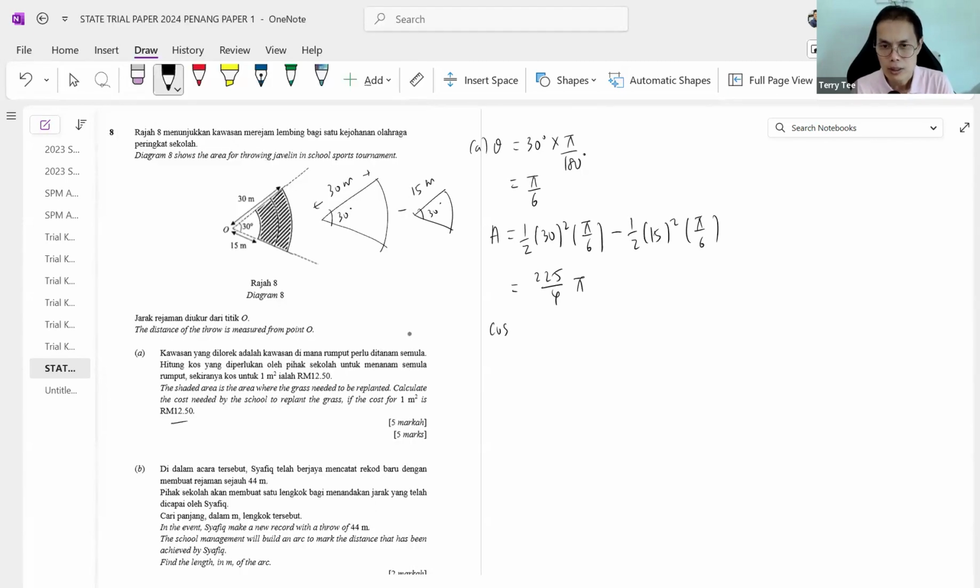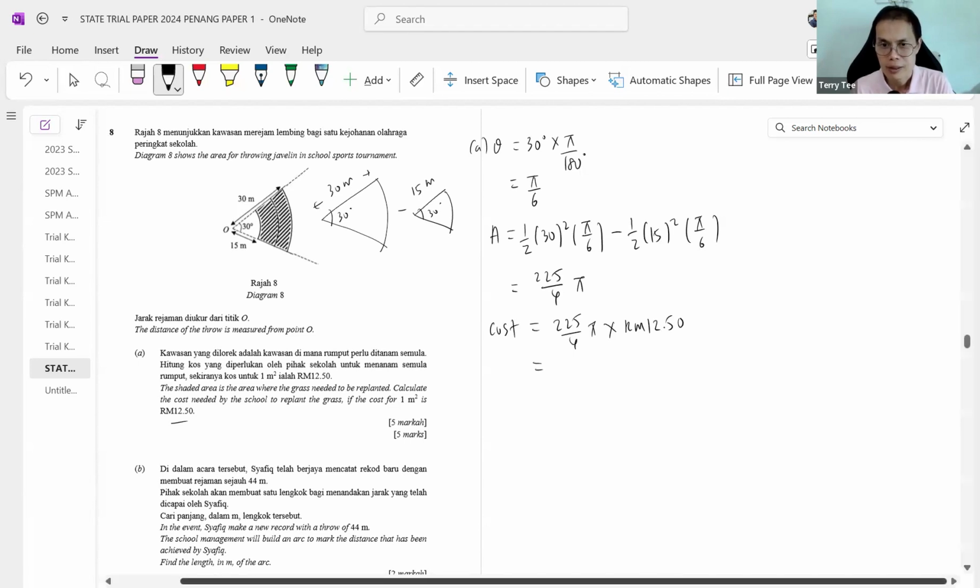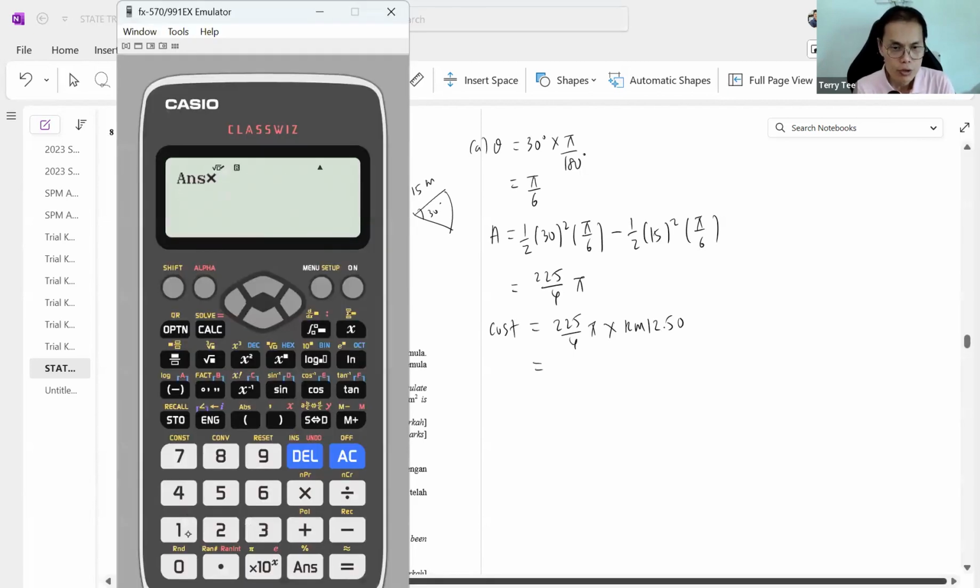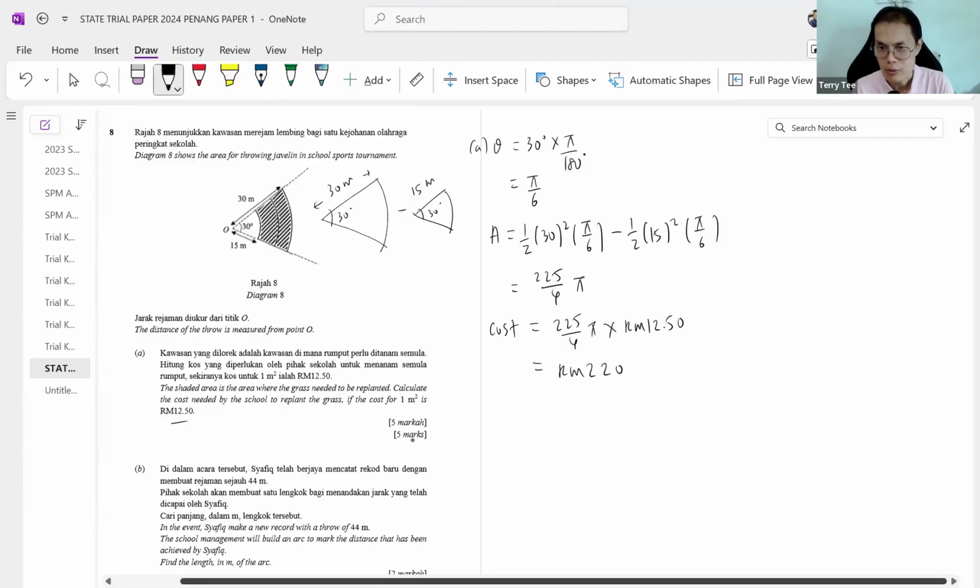Your cost in RM will be 225 over 4 pi multiplied by 12 ringgit and 50 cent. So multiply by 12.50, I will get 2,208.93. Yeah, that is the cost involved.